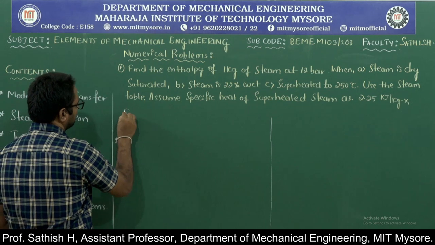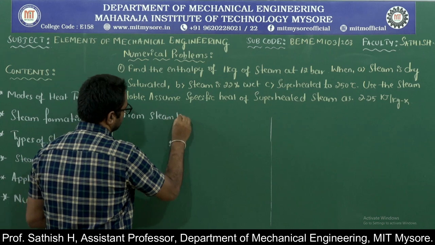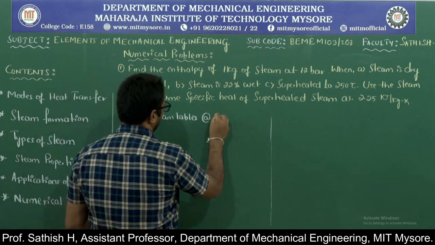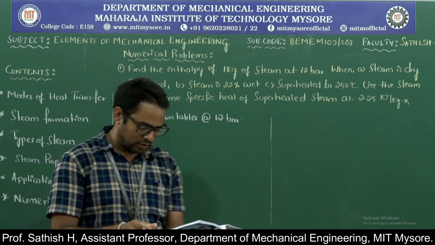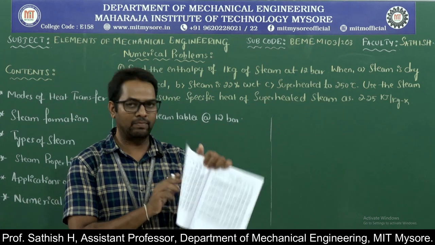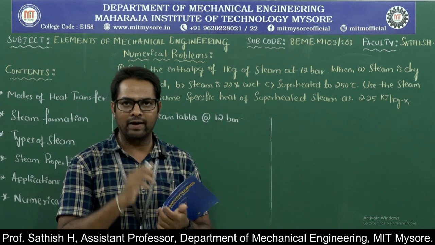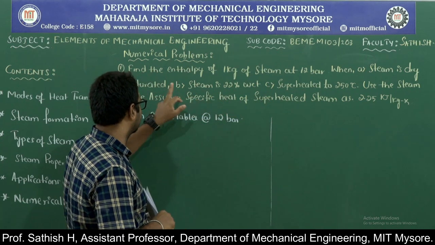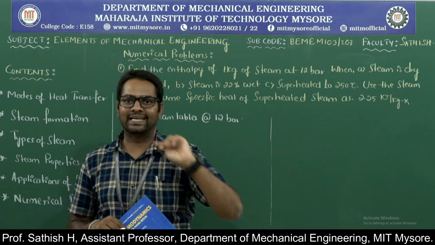From steam tables at 12 bar, that is the pressure they have given us. At 12 bar, in page number 11, I will get this. Now I am going to note down the required values in order to calculate the enthalpy of all three types of steam, whether superheated, wet or dry. Basically I need three values.